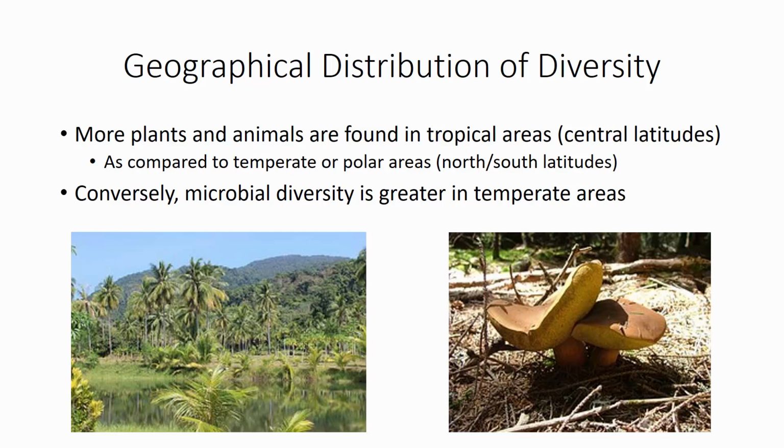If we're talking about microbial diversity, so biodiversity of microbes that live underground especially, that is the greatest in temperate climates. And so it depends on what kind of biodiversity you're looking at. But in general, tropical areas have the most biodiversity for large creatures and plants. And that's when you're comparing them to temperate and polar areas.